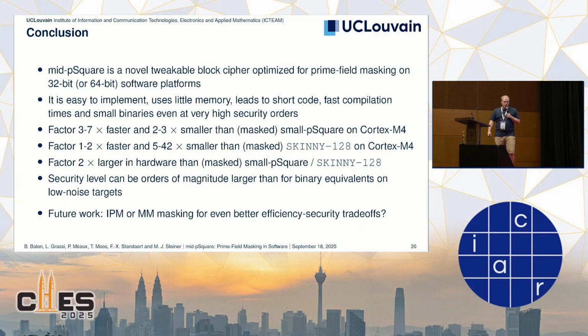And for future work, these designs are by design very compatible with other more complex masking schemes from a recombination function point of view, like inner product masking, code-based masking, multiplicative masking, and they could even lead to better efficiency security trade-offs. That's something we want to explore. And with that, I conclude my talk, and I'm happy to take any questions.